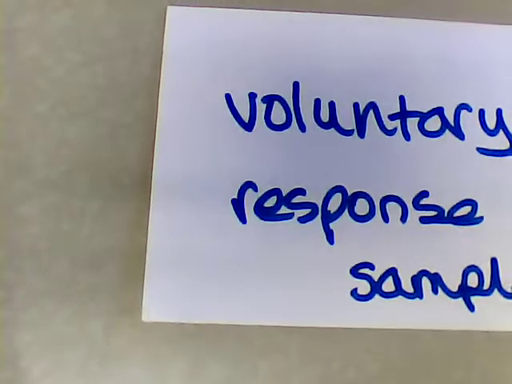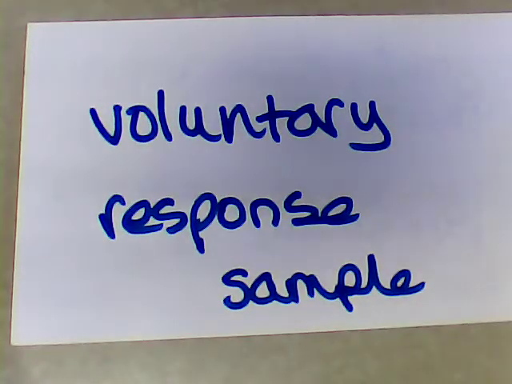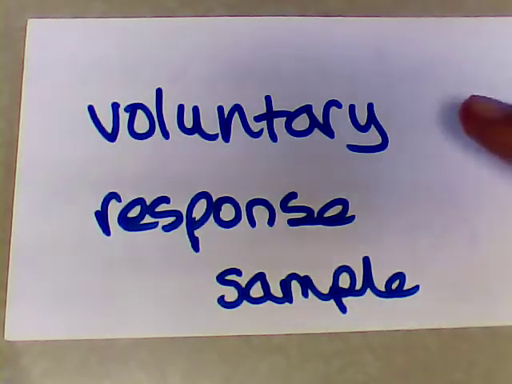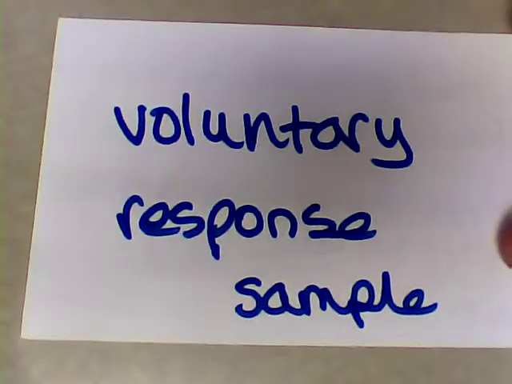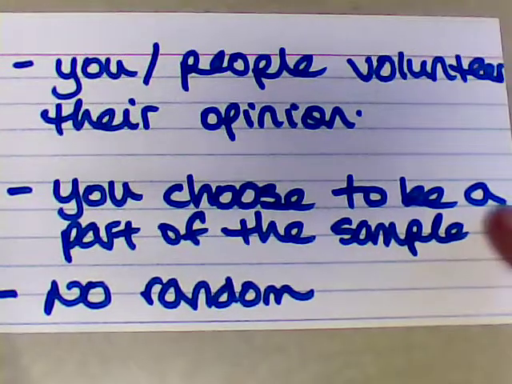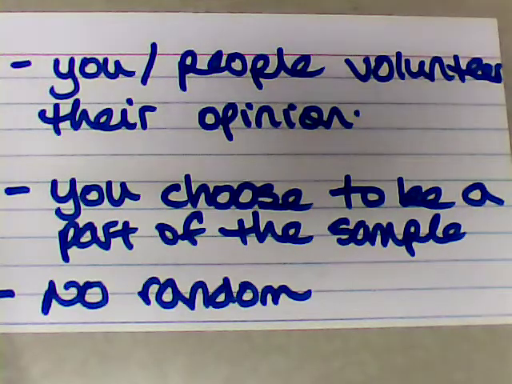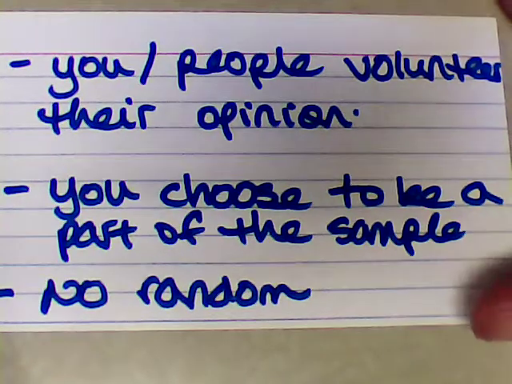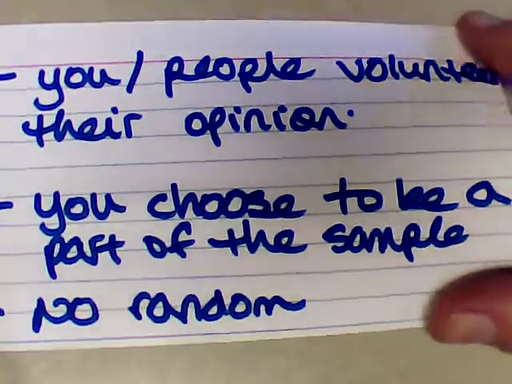Another sampling technique that's not so random is a voluntary response sample. It is also like it sounds. There's something voluntary. There's volunteers involved. So in a voluntary response sample, people are volunteering their opinion. So that means you're choosing to be part of the sample. There's no randomness there. This is not the best way to go. But that's what a voluntary response sample is. You're choosing to be part of the sample.